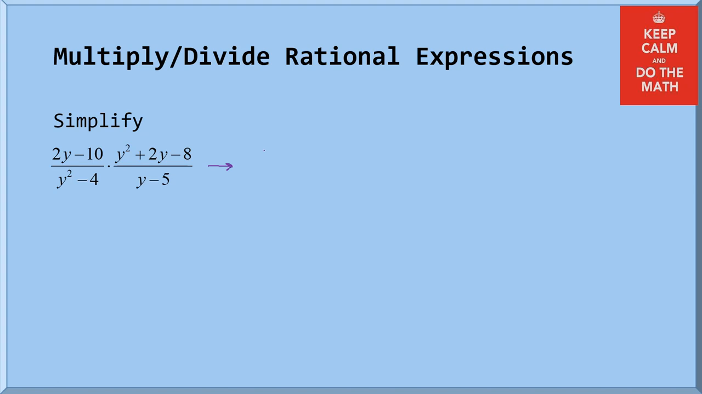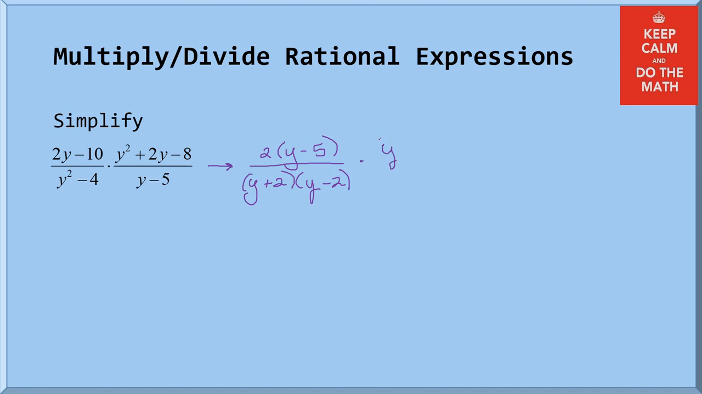So simply put, I look at 2y minus 10 and I say, well, there's a GCF of 2. So that becomes 2 times y minus 5. The denominator of y squared minus 4 can be factored as difference of squares. So I end up with y plus 2 times y minus 2, times, now I take the numerator here, y squared plus 2y minus 8.